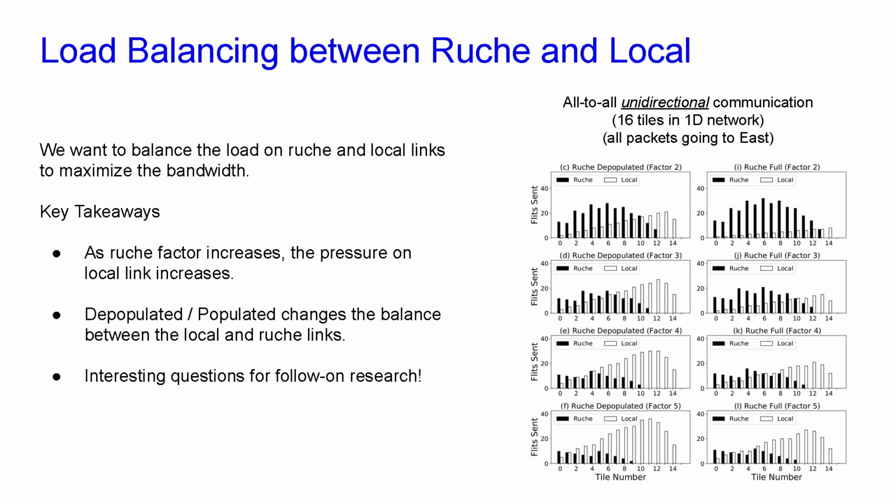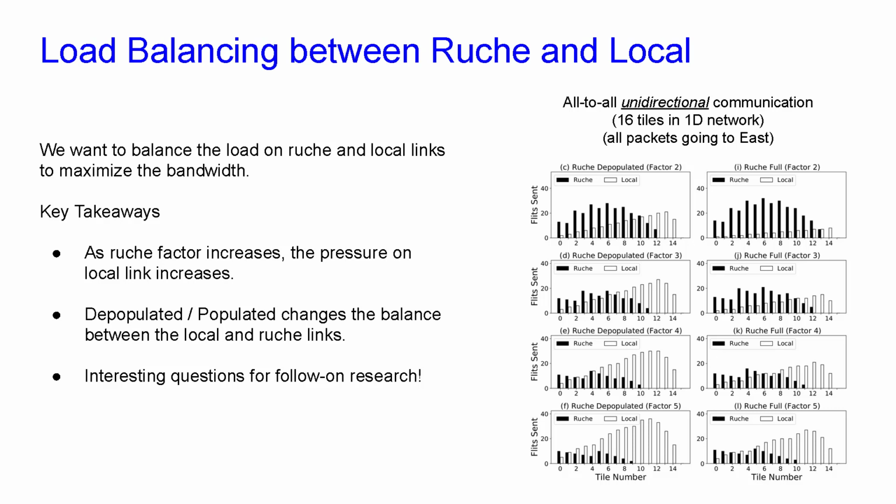It turns out that depopulated routers have another benefit besides having low area. Here we are showing a graph of link utilization to complete all-to-all unidirectional communication. There are 16 tiles in this 1D network. All packets are going to east direction. X-axis is the X position of the tile, and the Y-axis is the number of flits sent from this tile. There are 2 bars for each tile. The black bar means the number of flits sent using a Ruche link, whereas the white bar means the flits sent using a local link.